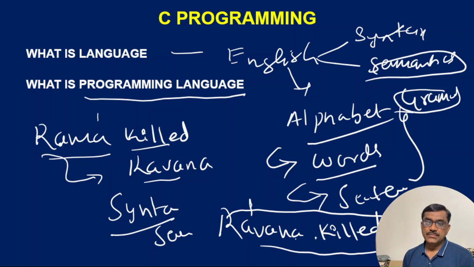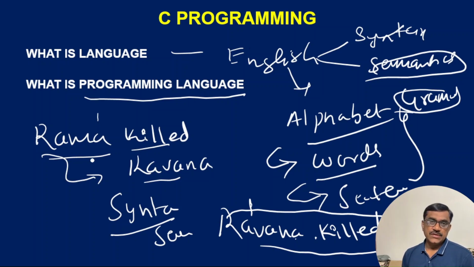So what actually is meant by a programming language? We know that C is a programming language, but what does it mean? To interact with the computer system, we need to learn a programming language. Or we can say that any language which is used to communicate with the system is called a programming language.